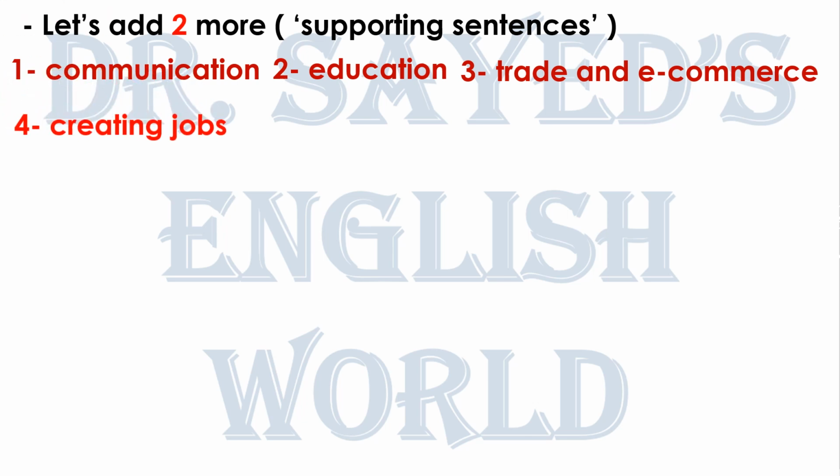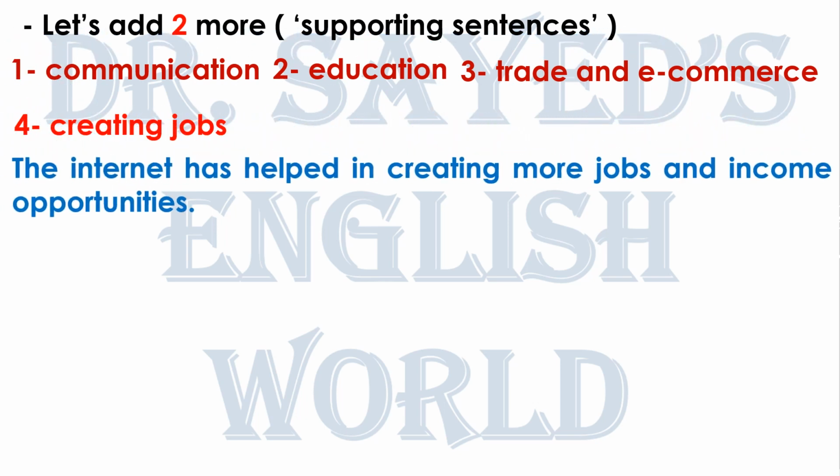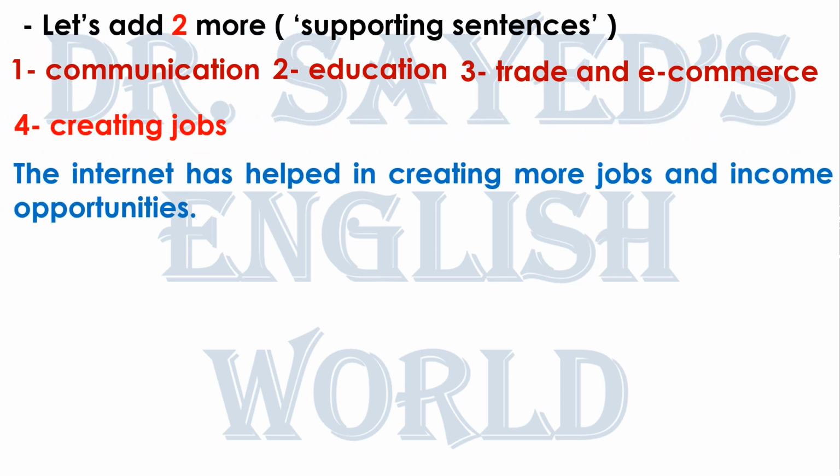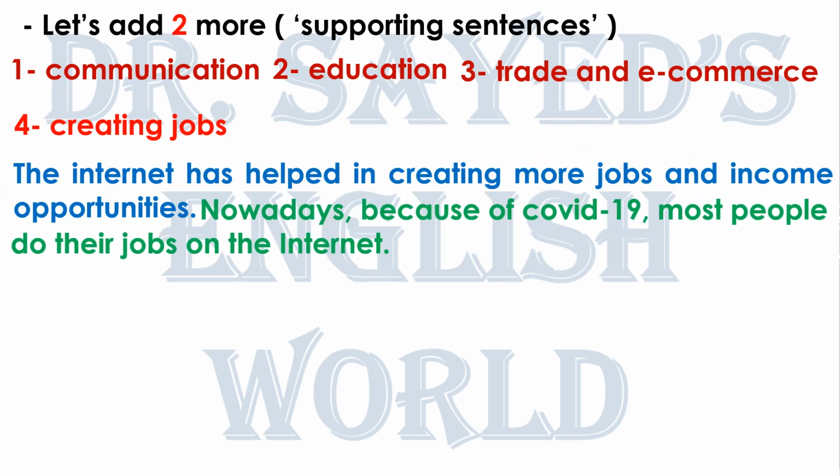So point number 4 is going to be creating jobs. So here is the supporting sentence for point number 4. The internet has helped in creating more jobs and income opportunities. And this is the sentence which contains some details. Nowadays, because of COVID-19, most people do their jobs on the internet. Now let's add a 5th point. It's going to be about information. And also for it, we're going to have 2 sentences.